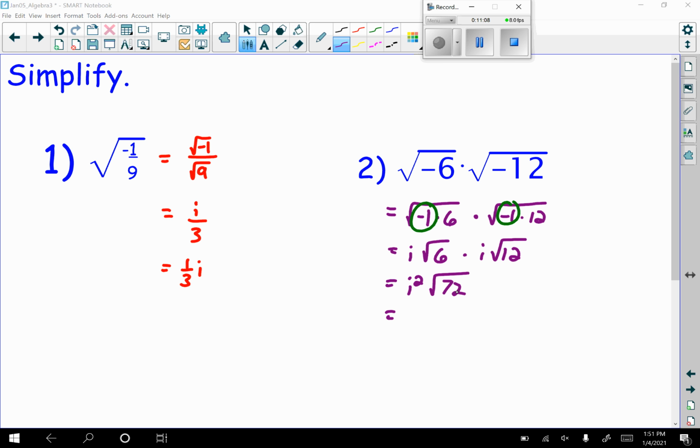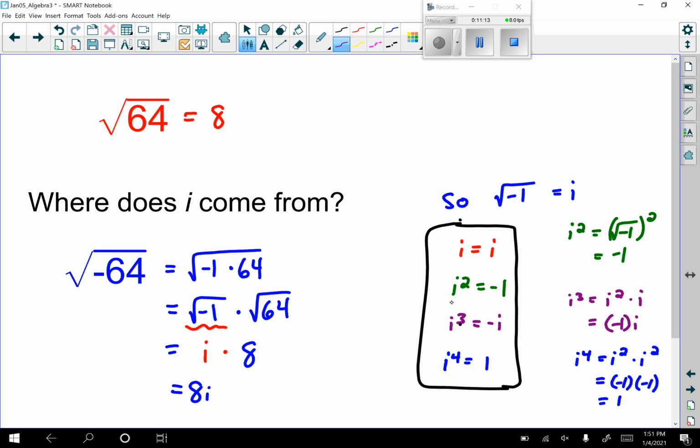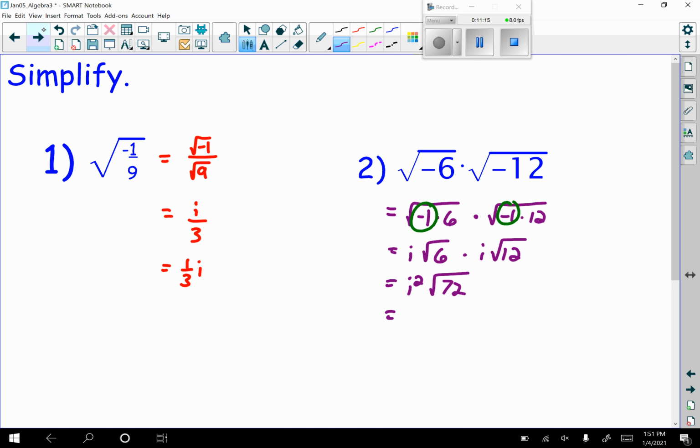So I get i squared times radical 72. Well, i squared, if we go back a page, is -1. So now this becomes a -1, and then I want to simplify the radical 72. Radical 72, if you remember, is radical 36 times 2. So now I can take the square root of 36. This becomes -1 times 6 radical 2, which is -6 radical 2. But our very first step had to be to take the -1s out because we were working with complex numbers here.